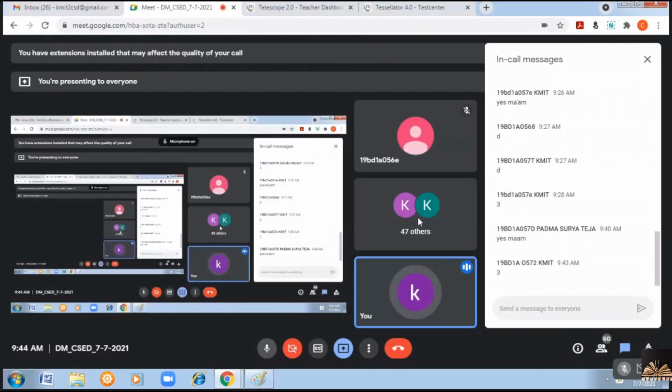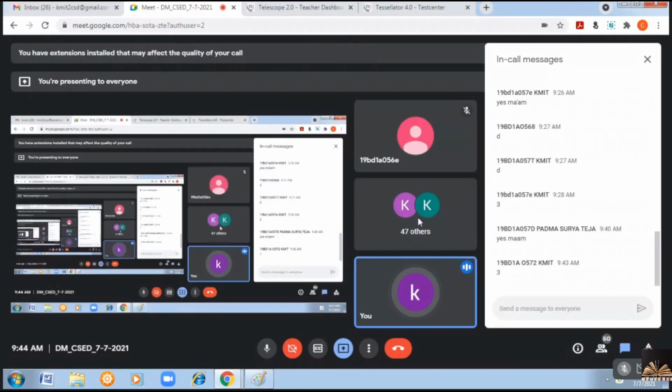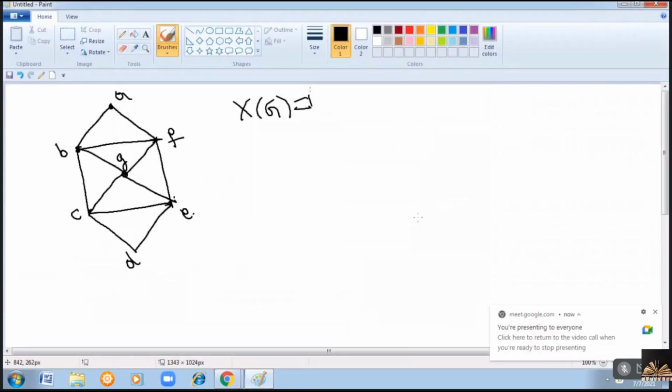What is the chromatic number of this graph? 3. Yes, very good. 3 is the chromatic number. Why? Because first you have to identify the minimum range and maximum range. Whenever there is a triangle in the graph, first try to check with 3 colors whether you are able to color the graph with 3 or not. So let me check with 3 colors.